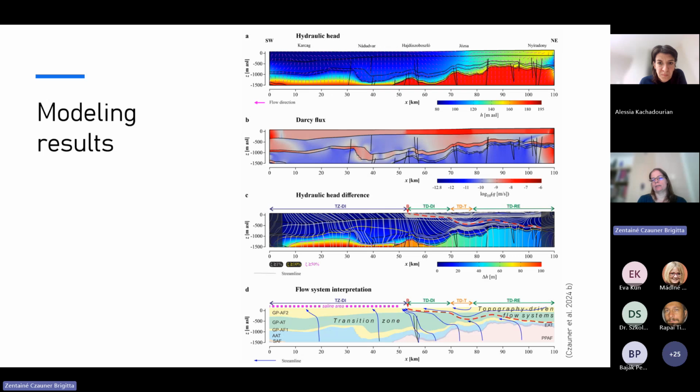Okay, so here you can see one result from the different simulations. Here you can see the Darcy fluxes and hydraulic head differences. I don't have time to explain the details. The main point is that the streamlines and also the analysis of the hydraulic head differences helped us to separate the topography-driven system from the transition zone, and this red dashed line shows us the actual boundary of the 2 systems. And in the lowermost figure, you can see the interpretation of the simulation results.